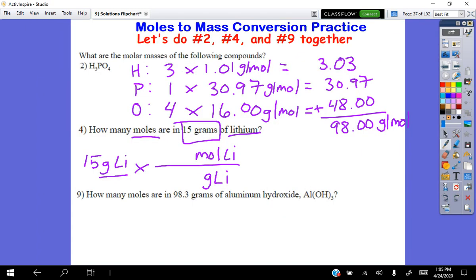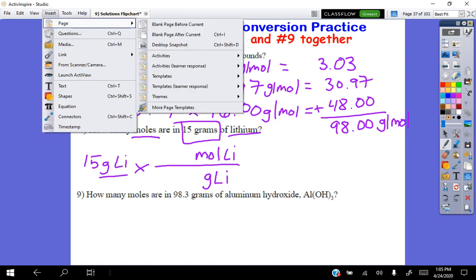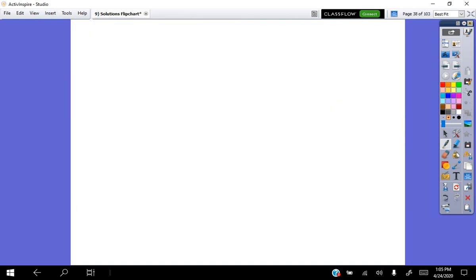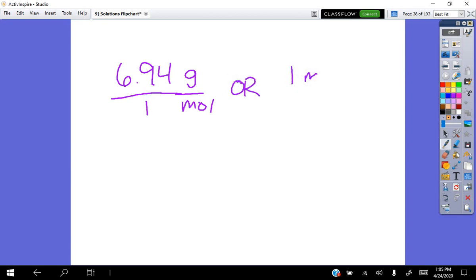Now, as an aside, I want to talk about what those units mean. 6.94 grams per mole is the same thing as saying 6.94 grams for every 1 mole. The other way we can write a fraction representing this relationship is 1 mole over 6.94 grams.